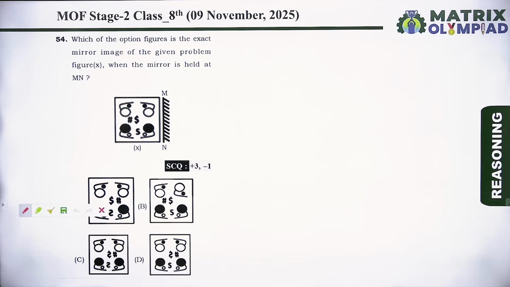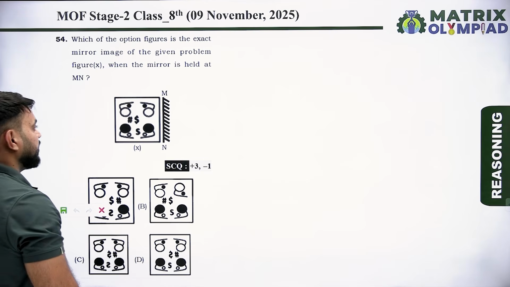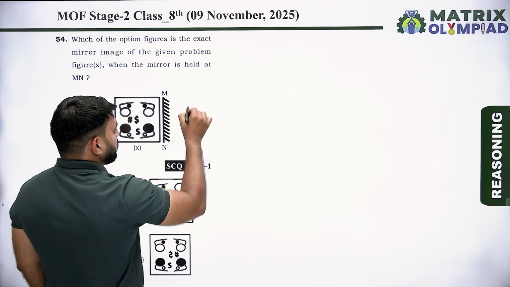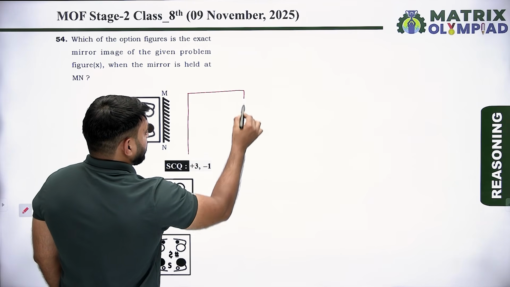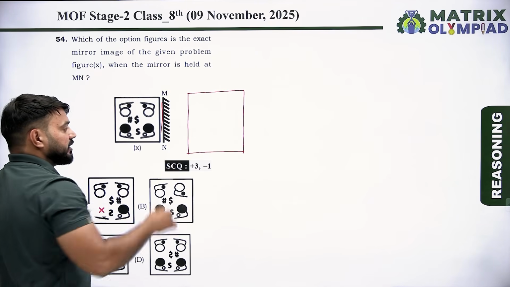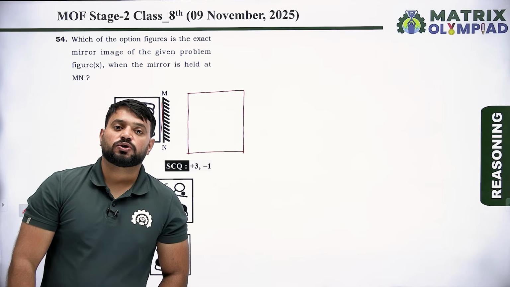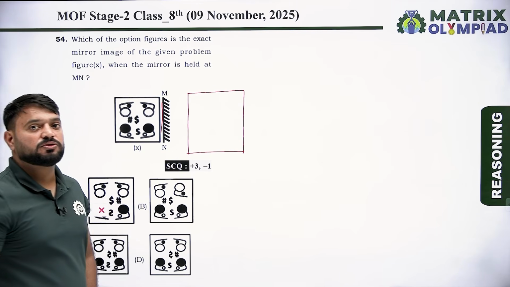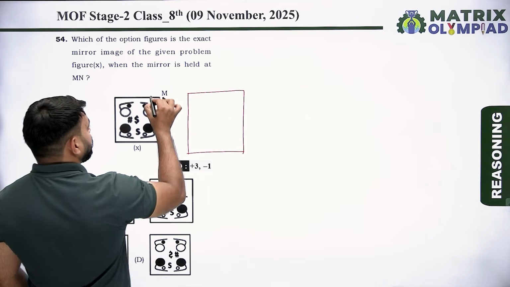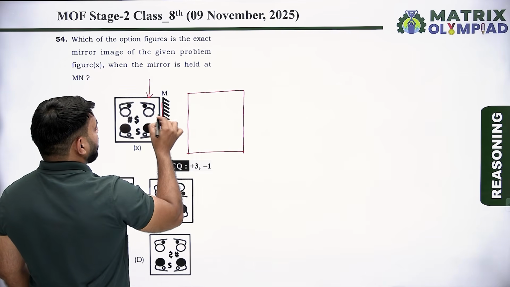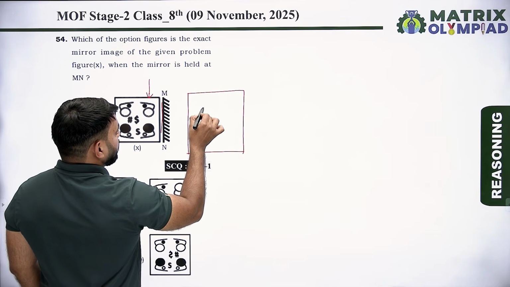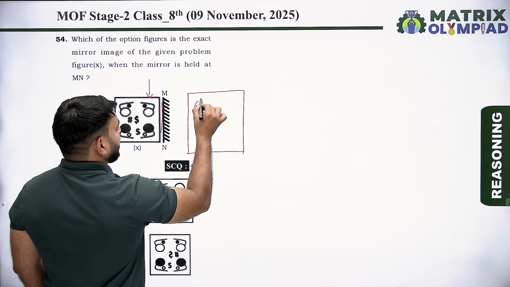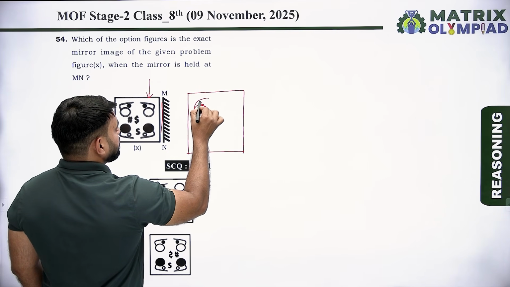Which of the option figures is the exact mirror image of the given problem figure X when the mirror is held at MN? So find the mirror image of the given figure X. MN is a mirror. In mirror image questions, the part of an object which is near the mirror will remain near the mirror in the mirror image. So first find the mirror image of this part. The mirror image of this part will look something like this.